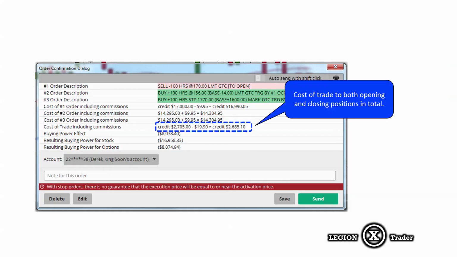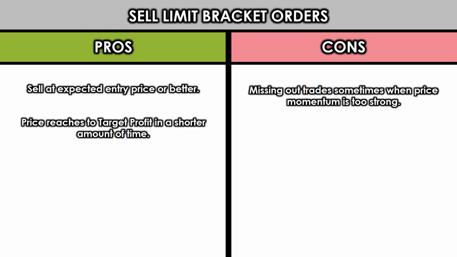Okay. So, what are the pros and cons when you do a sell limit order? The pro is that you can always sell your shares at an expected entry price or better. If you have a sell limit order, then your sell limit is very close to your stop loss. So you have a very tight stop loss, which also translates into a very close profit target. So you get out of the trade as early as possible in your sell limit order. Then the con is that if the price is too strong, then you sometimes miss out on the trade.